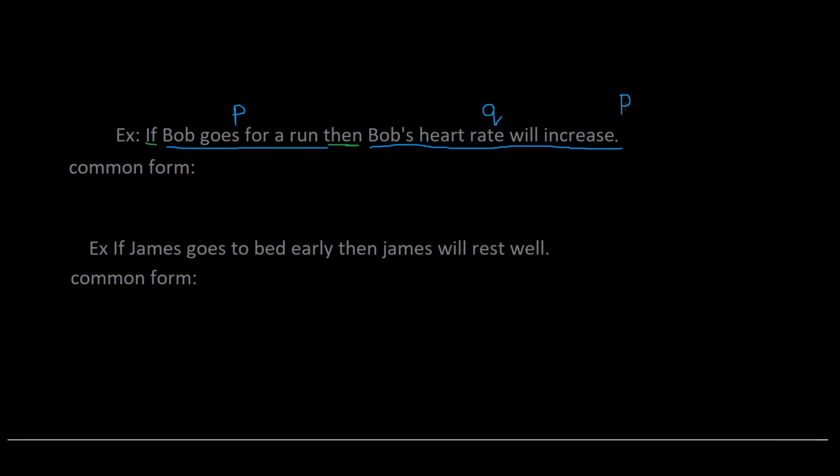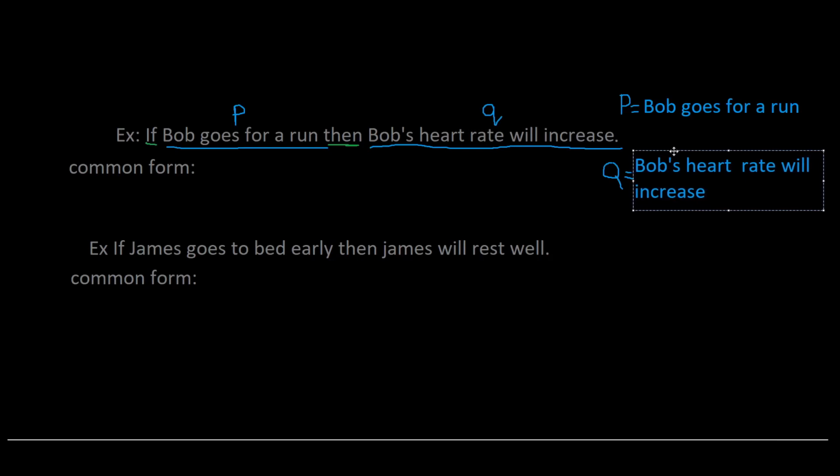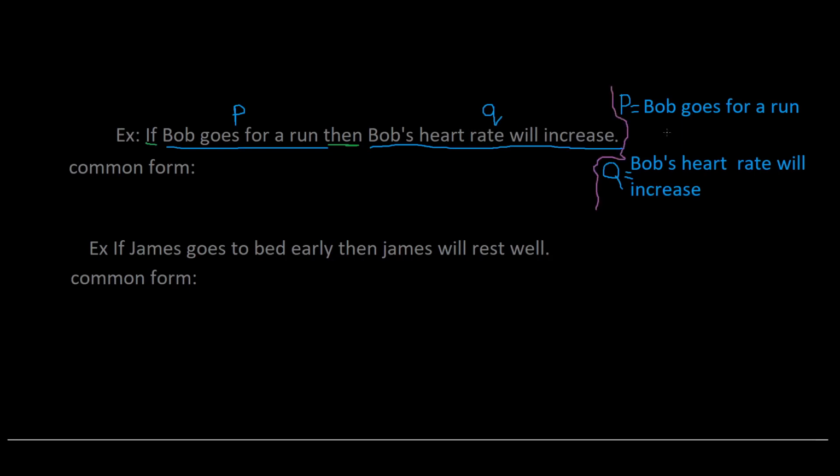And let's just put Bob goes for a run. And this is all building up for later on in the chapters when we start making our own proofs, right? There's no one way to prove something. There's a lot of different ways to prove something. This means Bob's heart rate will increase. So now we've broken down for P and Q. So we have P or Q. So we got that down.